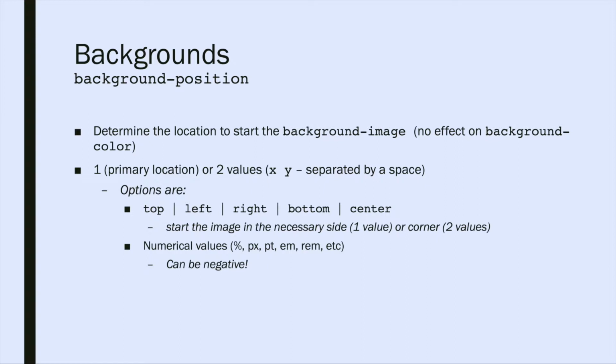You can also use background position to determine the location of the start of the background image. Again, no effect on background color. You can either use one value, which is the primary location, or two values, which are basically setting the X and the Y value, separated by a space. The options are top, left, right, bottom, and center, which basically allows the image to start on the necessary side or in a corner if you provide two values. You can also include numerical values such as percent, pixels, points, EM, REM, etc., and the values can be negative.